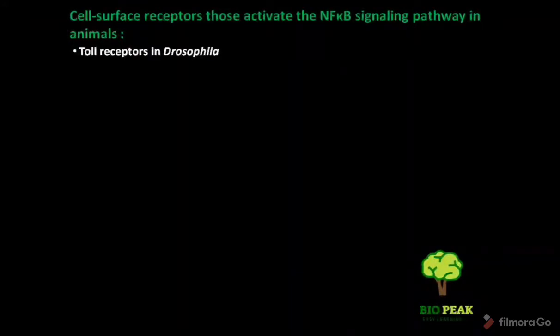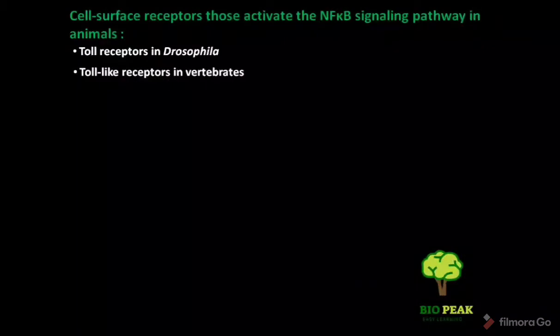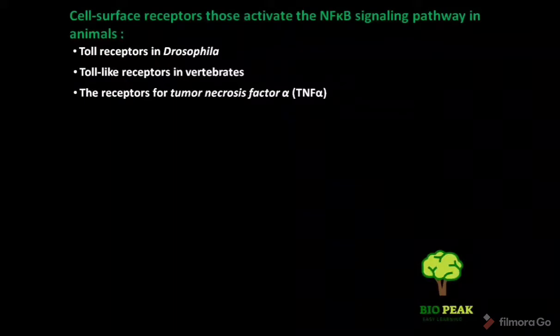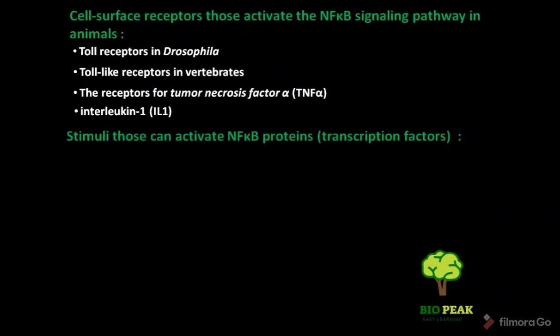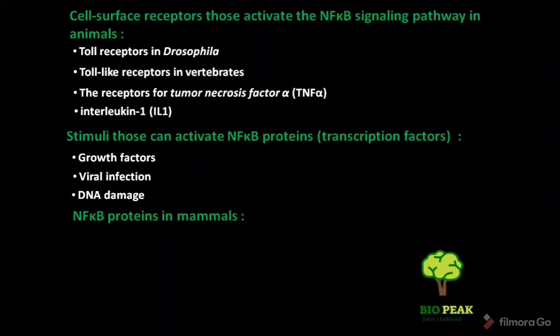Cell surface receptors that activate the NFkB signaling pathway in animals are Toll receptors in Drosophila, Toll-like receptors in vertebrates, and the receptors for tumor necrosis factor alpha, or TNF-alpha, and interleukin 1, or IL-1. The stimuli that can activate NFkB proteins or transcription factors are growth factors, viral infection, and DNA damage. There are 5 NFkB proteins in mammals.